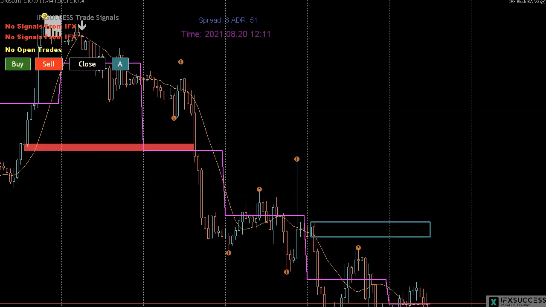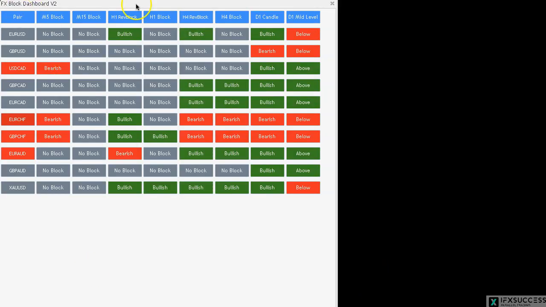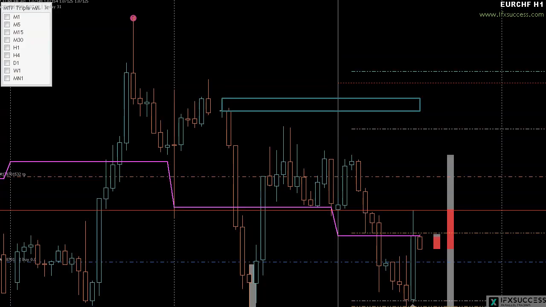Now we can go back to our dashboard. So euro dollar, we're good with that. Now we can take a look at this other pair and see what is going on. Of course, we can see that everything is bearish. This is the only bullish block that we have on this pair, so we have to see if it's actually going to provide an entry either today or maybe tomorrow.